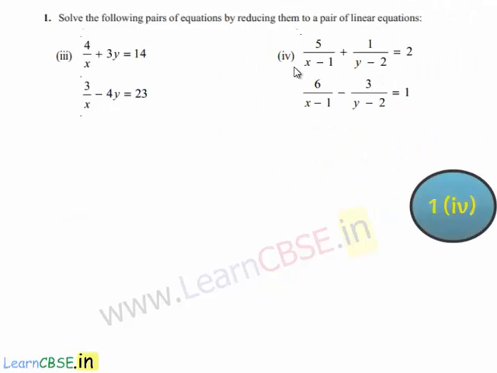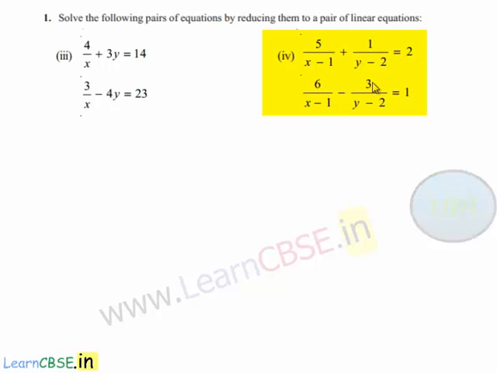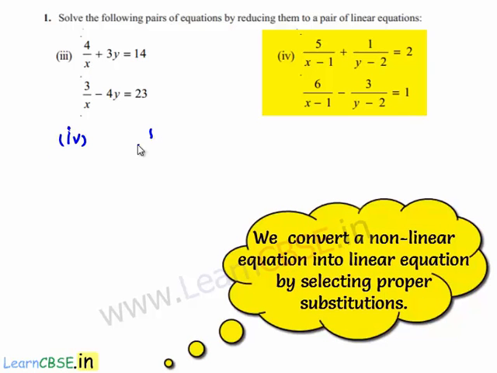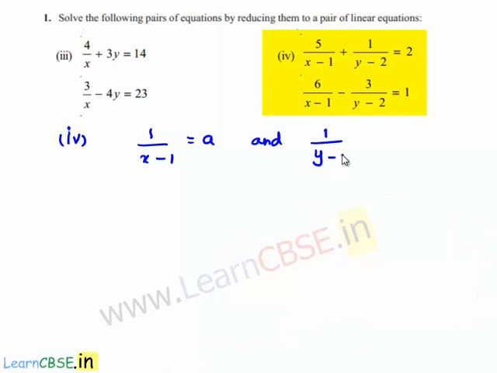Now coming to the fourth bit, the given equations are 5 by x minus 1 plus 1 by y minus 2 is equal to 2 and 6 by x minus 1 minus 3 by y minus 2 is equal to 1. Now assume 1 by x minus 1 is equal to a and 1 by y minus 2 is equal to b. So in place of 1 by x minus 1 we can write a.